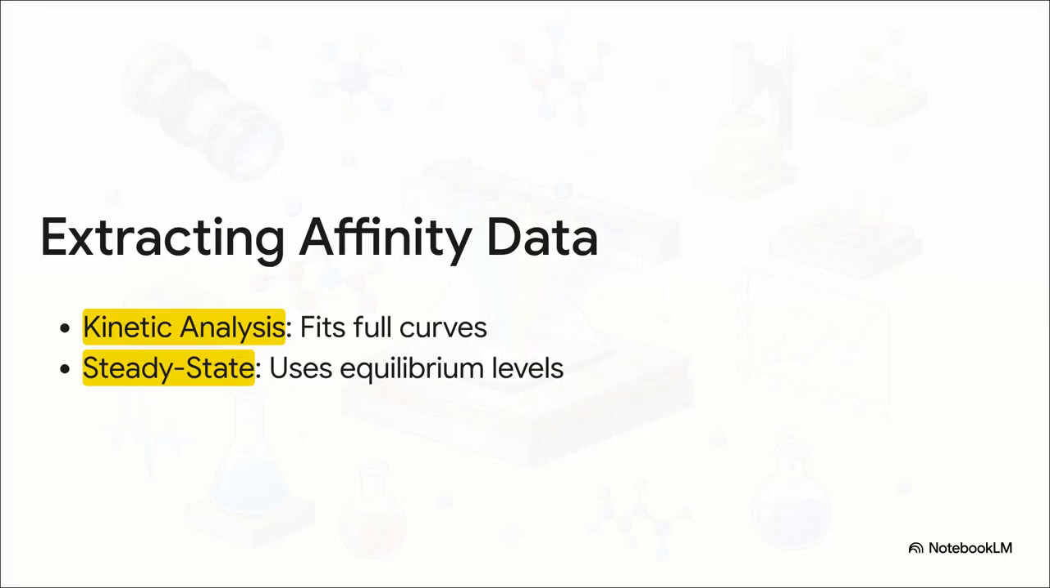Now, scientists generally have two primary ways to extract this affinity data. Kinetic analysis is the absolute gold standard. It fits mathematical models to the entire sweeping curve, capturing both the on and off rates simultaneously.